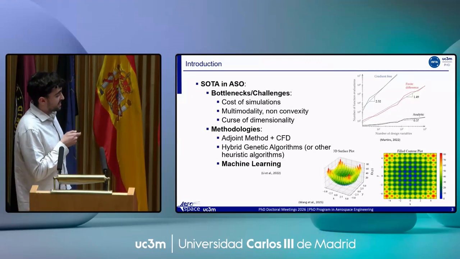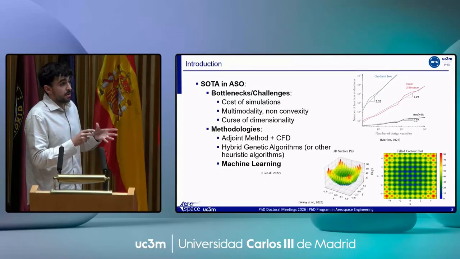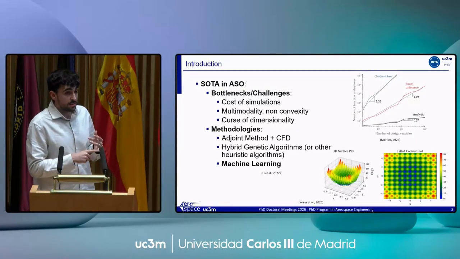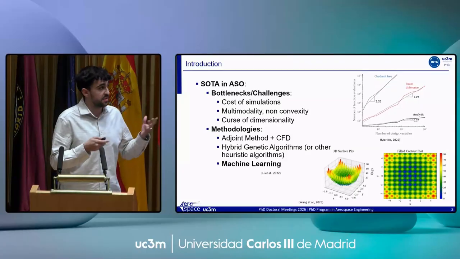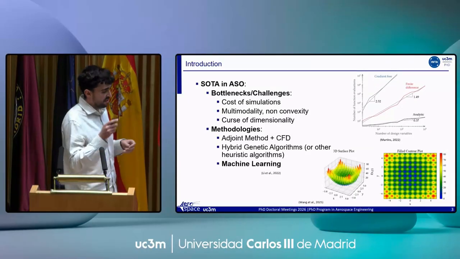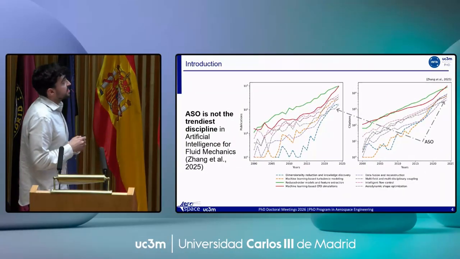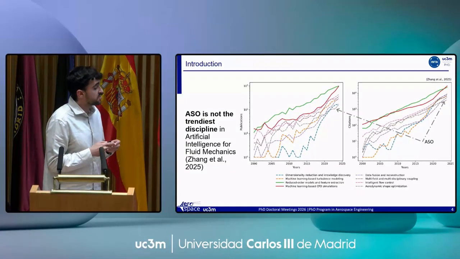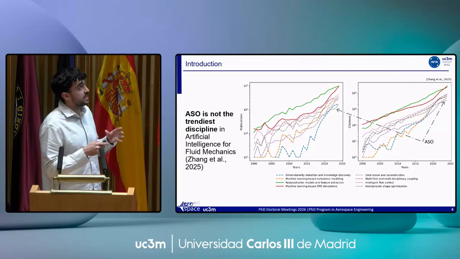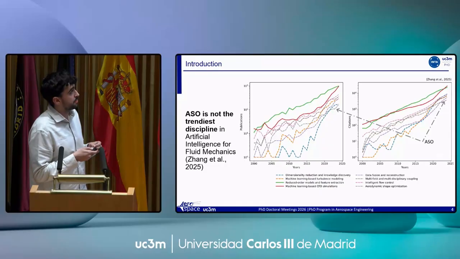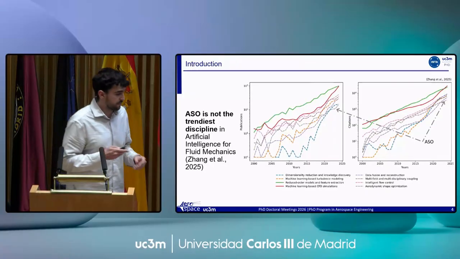And this is exactly why machine learning is becoming essential. ML acts as a bridge. It can reduce dimensionality, and it can also bypass those expensive high-fidelity CFD evaluations, accelerating the entire optimization cycle. Despite its potential impact, a recent review points out that ASO exhibits the lowest growth rate in the intersection between fluids and AI, suggesting that it might be relatively mature or facing technical bottlenecks.